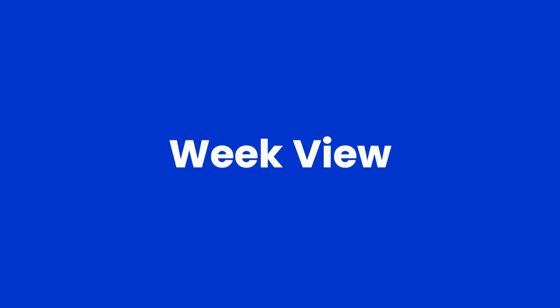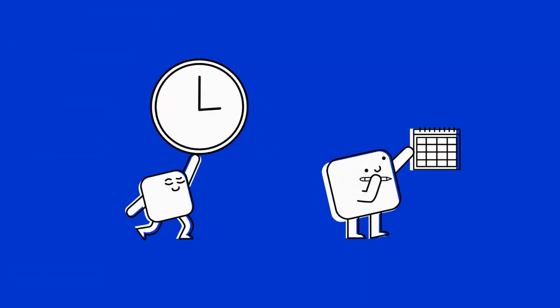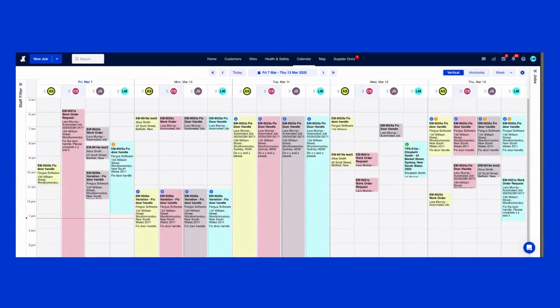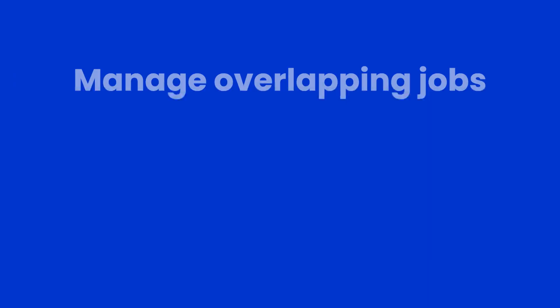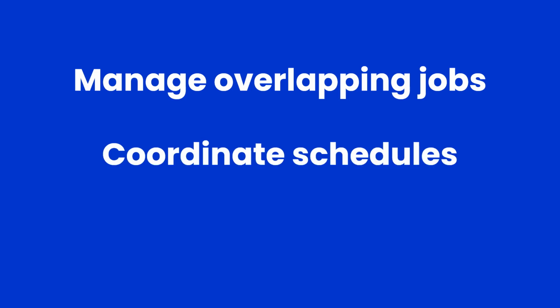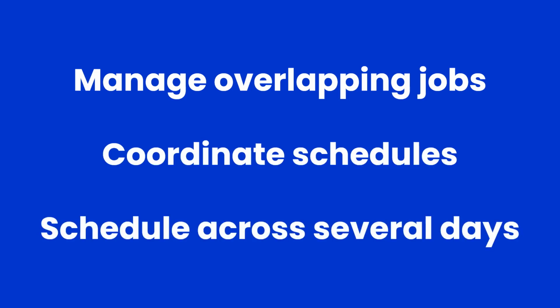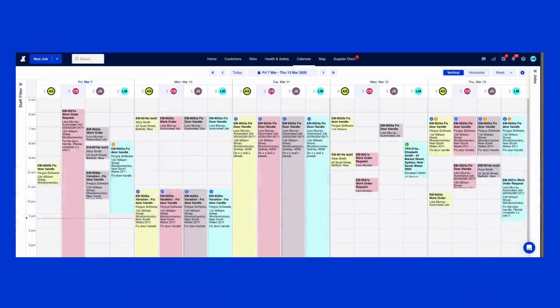The week view is best for planning your workload across multiple days, managing deadlines, and rescheduling tasks when needed. It still provides event details but displays a full week at a time, making it easier to manage overlapping jobs, coordinate schedules efficiently, and schedule projects that span several days. The week view makes it easy to spot open slots in everyone's schedule.